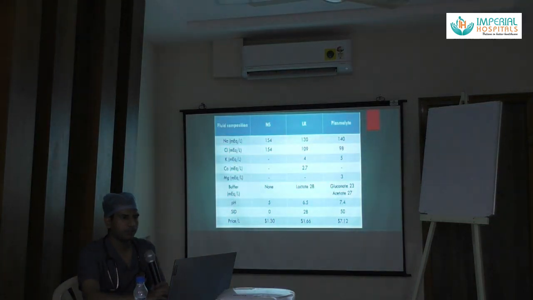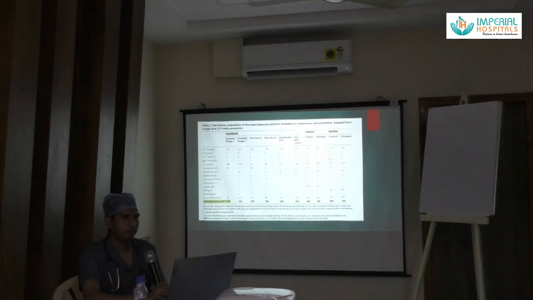If we see the regular crystalloids which we use, normal saline, Ringer's lactate and plasmalyte, you can see here the strong ion difference is 0 for normal saline, 28 for Ringer lactate and 50 for plasmalyte. Both Ringer lactate and plasmalyte have a strong ion difference near to plasma, so these two can be considered balanced solutions, whereas normal saline is slightly hypotonic and its strong ion difference is high, which causes metabolic acidosis when infused. So it should not be used as a maintenance fluid on a regular basis.